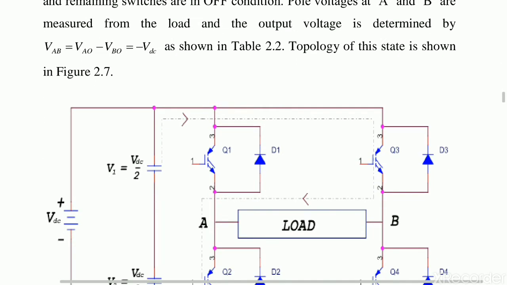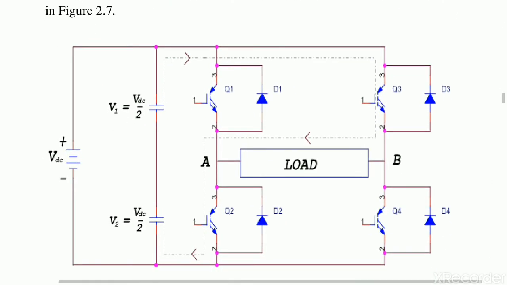So we can see that in the state 2, switch Q3 and Q2 is turned on and remaining switches are turned off. So as soon as we turn on Q3 and Q2, the direction of current will be from source, that is VDC, to Q3, then point B to point A, that is through the load, that means from right to left, again to Q2 and then VDC. So this is the direction path for the current which is shown in the circuit diagram.